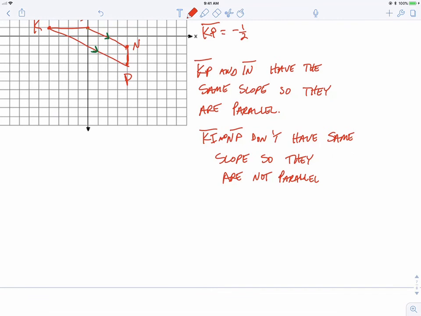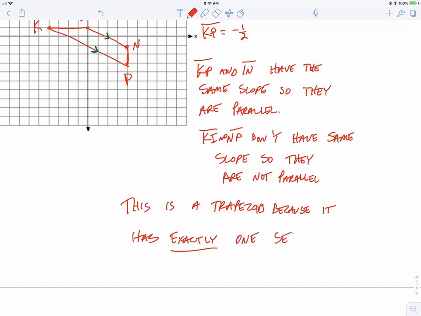Okay, so then you can say that this is a trapezoid. I need an I in there because it has exactly, no more, no less. The key here is no more. It didn't have 2 sets of parallel sides. Exactly 1 set of parallel sides.